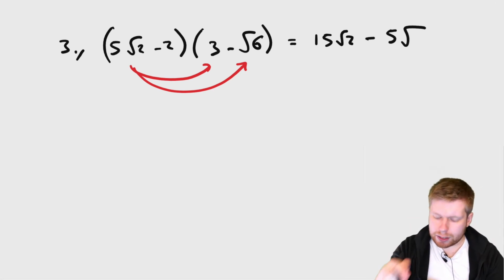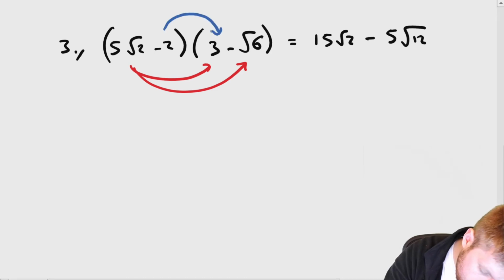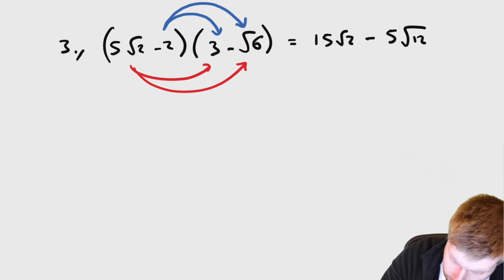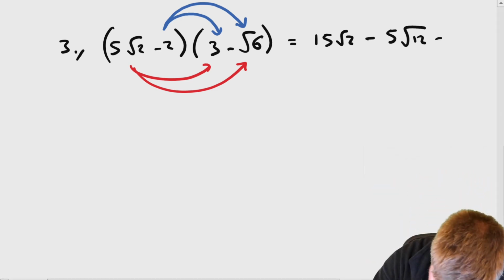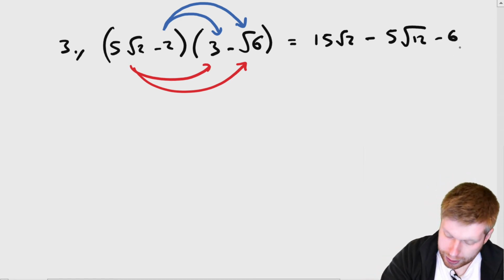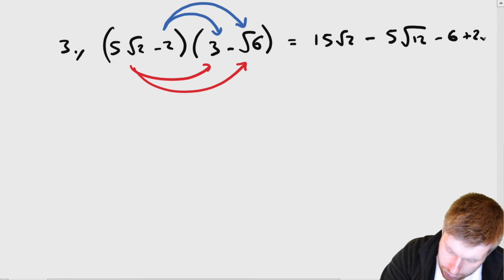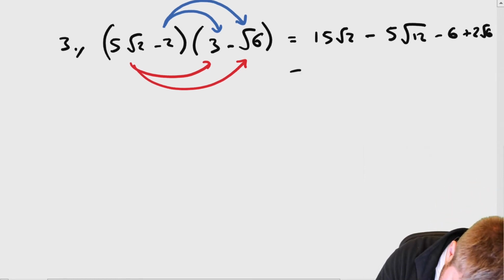So you can multiply the numbers underneath the square roots. Okay? Then if you do negative 2 times 3 times negative 2 times negative root 6. So negative 2 times positive 3 makes negative 6. And then negative 2 times negative root 6 makes positive 2 root 6. Okay? Now I can simplify, I can tidy this up.